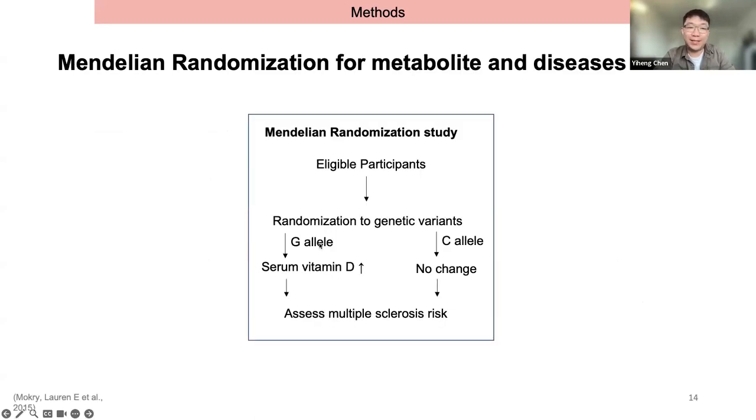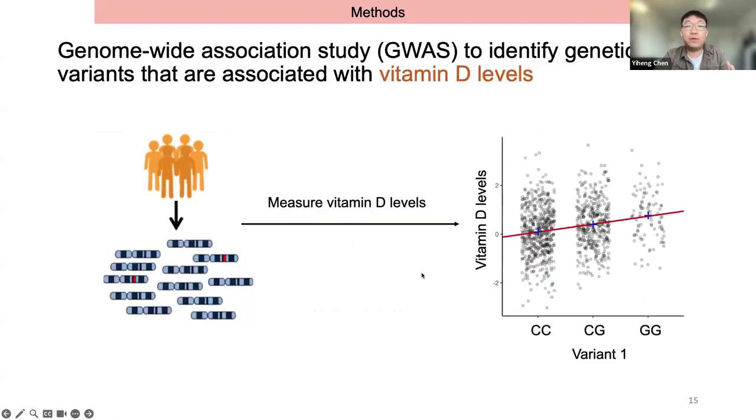One missing part I didn't mention when I described MR is how we can find the association between the specific allele of the variant and either the vitamin D levels or the risk for multiple sclerosis. To find those associations, we perform a type of analysis called genome-wide association studies. For example, for vitamin D, we recruit people, we genotype them, and we also measure their vitamin D levels. Then we can check the association between all the genetic variants and the specific alleles of those variants, and whether the dosage of a specific allele is associated with a higher or lower level of vitamin D. Here is just one example of a positive association between the G allele and vitamin D levels.